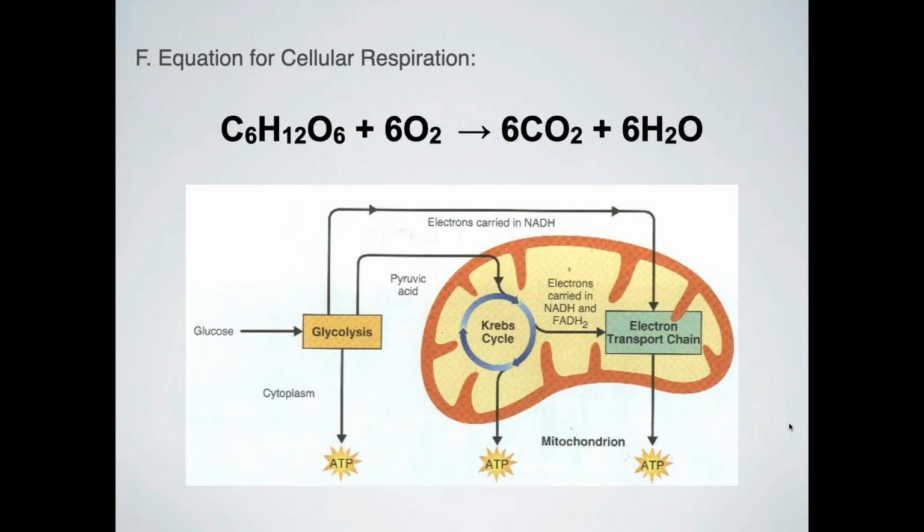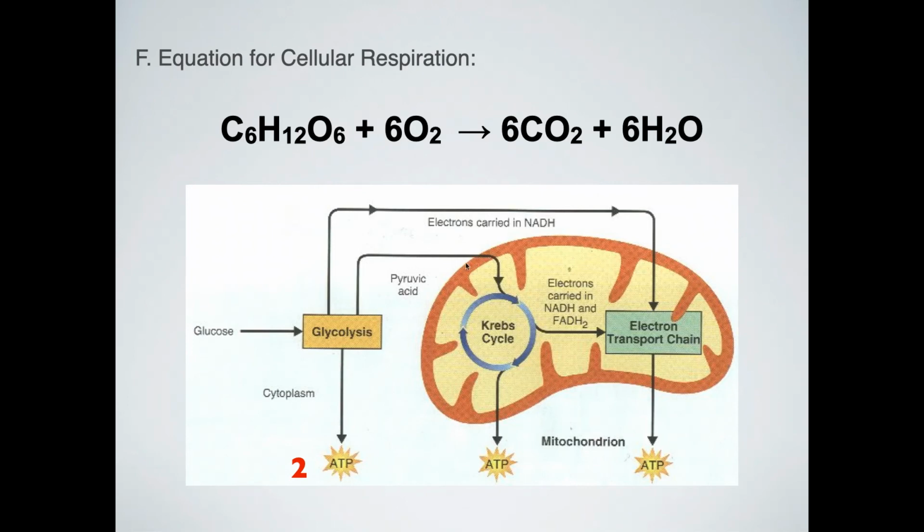So the equation for cellular respiration is glucose plus oxygen gives us CO2 and water, right? And so again, just like we had our kind of diagram for photosynthesis, this is our diagram for cellular respiration. So glycolysis is happening in the cytoplasm. It's happening just floating around anywhere in the cell. And keep in mind that we get a net of 2 ATP from that.